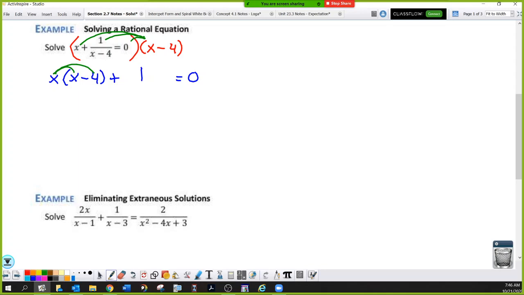1 minus x minus 1 times x minus 4 is x minus 4. Right, but it's divided by x minus 4 still. So it would be x minus 4 over x minus 4, which simplifies to 1. It's like having 3/3.